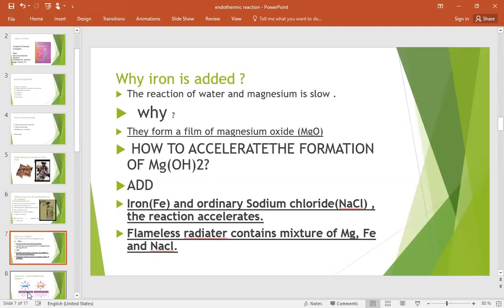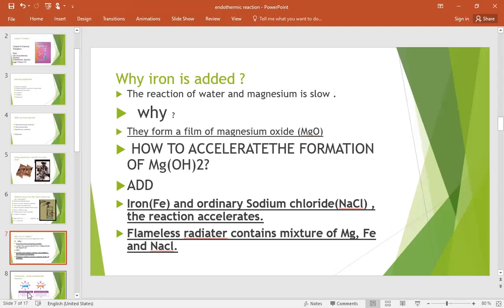Iron is also added there. Why is the reaction taking 50 minutes? The reaction of water and magnesium is slow. Why is it slow? Because a film of magnesium oxide is formed, which prevents further reaction, which prevents the formation of hydroxide. So what do we do? We have a magic trick: we accelerate the formation of magnesium hydroxide.